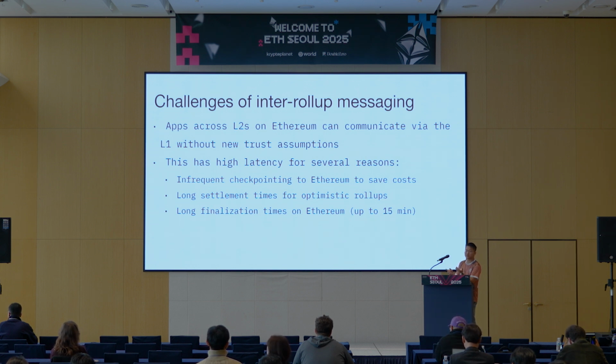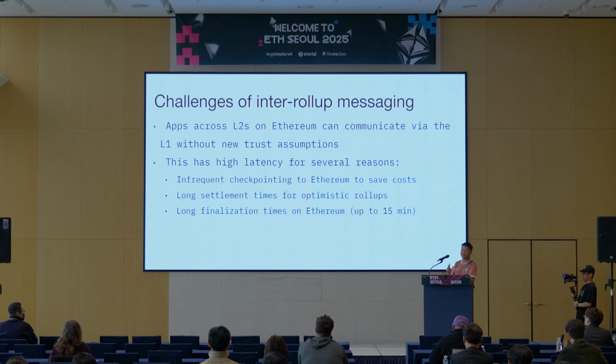Many rollups are only checkpointing to the settlement layer, to Ethereum, very infrequently, like many hours at a time. There's long settlement times, and Ethereum itself has a block time of 12 seconds, but many people don't realize the finality time of Ethereum's consensus is actually 15 minutes. So you actually need to wait for the transaction to have been included in a block for about 15 minutes before you can be certain that Ethereum's consensus does not revert it in the case of some edge case or some attack.